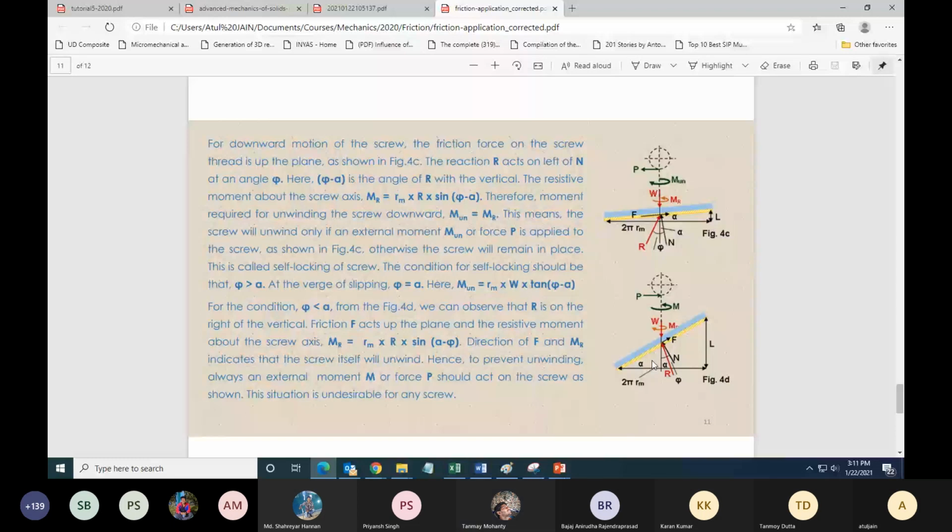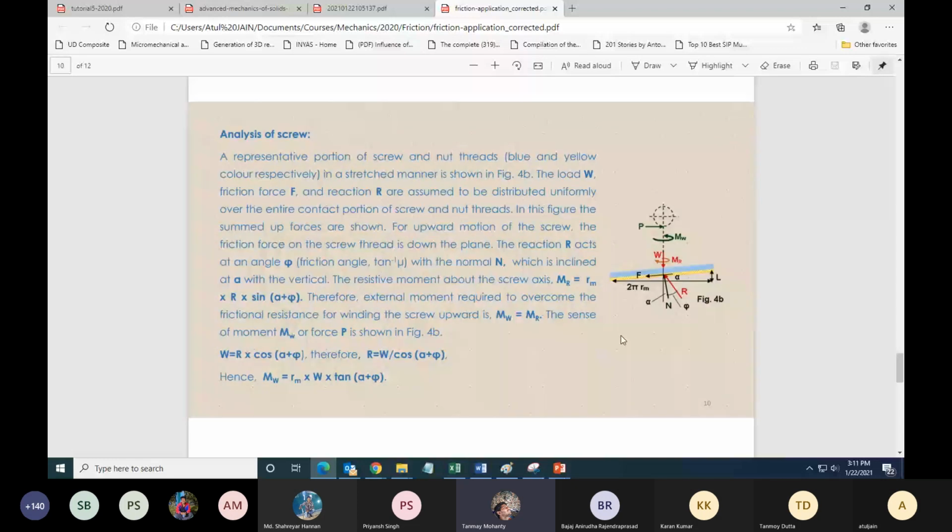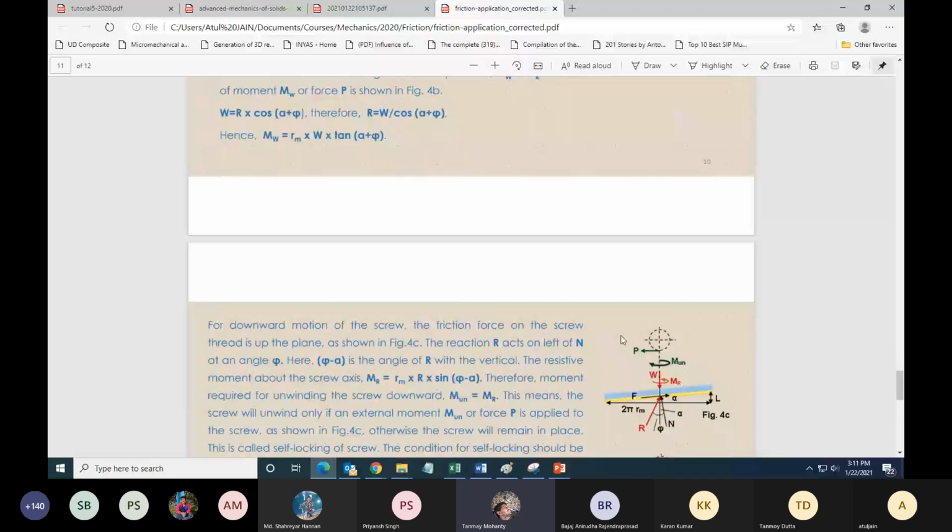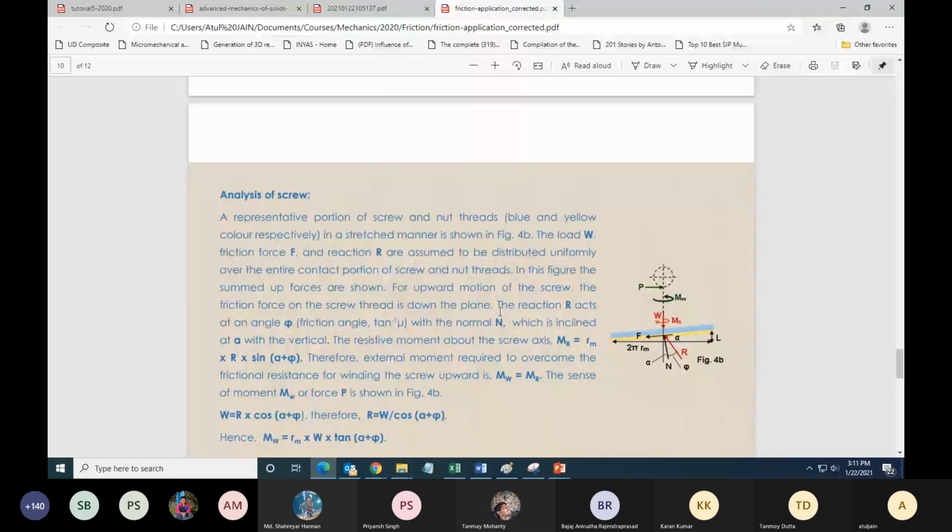What was the question? Sir, how do we identify the cases where we need to use tan(phi minus alpha) or tan(phi plus alpha)? Is it because of upward motion of the screw or downward motion of the screw? And sir, what about the horizontal orientation of the screw?